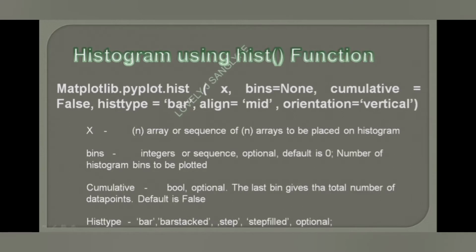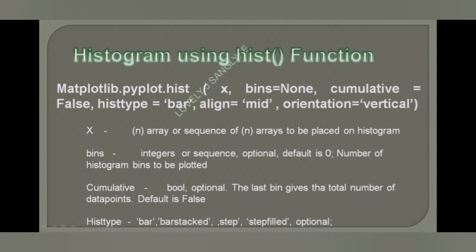The hist function of the Pyplot module lets us create and plot a histogram from a given sequence or sequences of numbers. Here you can see the syntax for using the hist function of Pyplot. And we have the parameters x, bins, cumulative, histtype, and orientation. X is an array or sequence of arrays, and bins are the number of bars that we want to plot in the histogram.